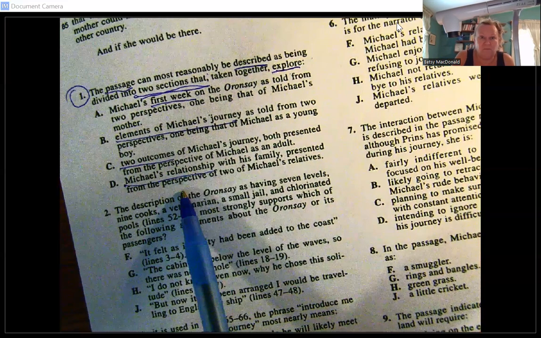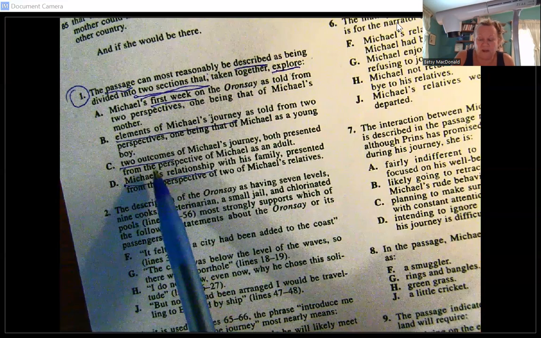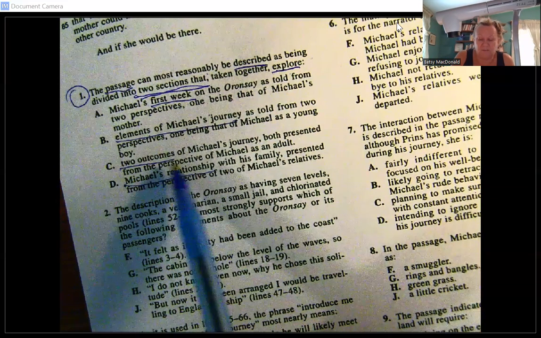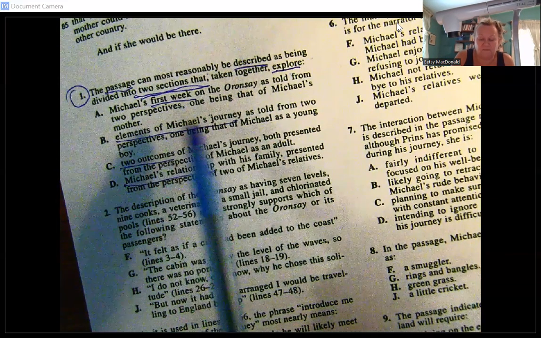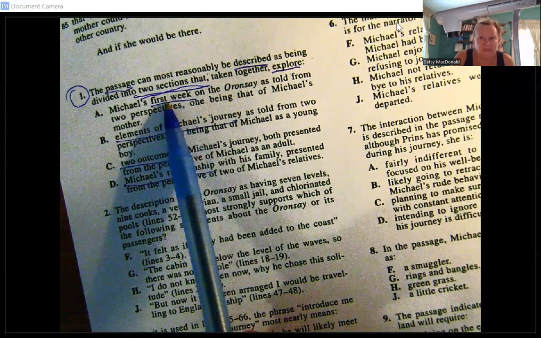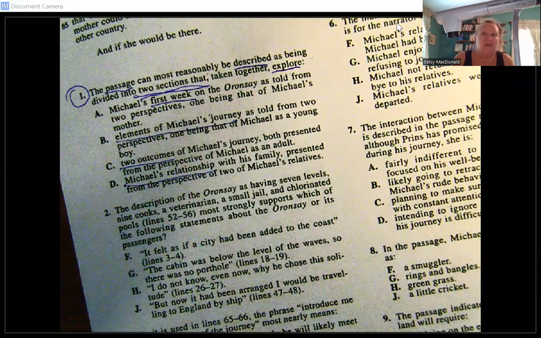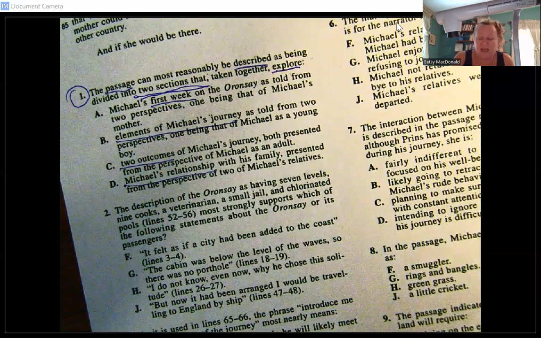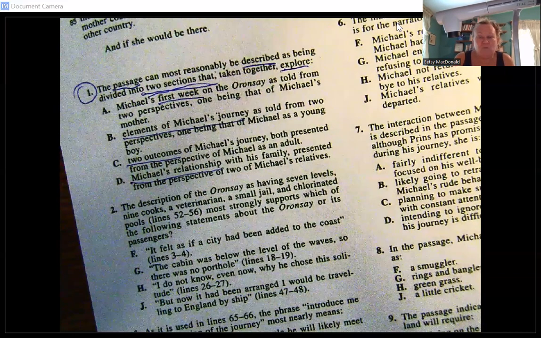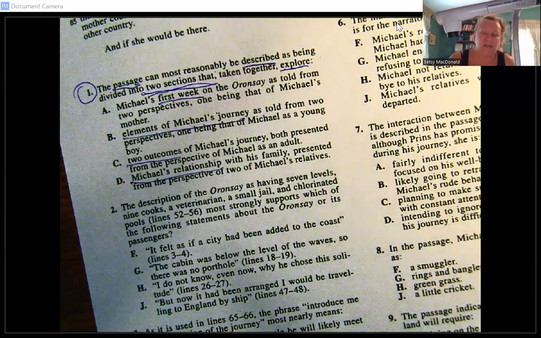We know they're about Michael, and it's about either relationships or a relationship, two outcomes, elements of his journey, or his first week. That will pop out to us when we only focus on the main things until we're ready to read the rest. I'll be able to eliminate wrong ones. And that's something else I want you to get used to doing.